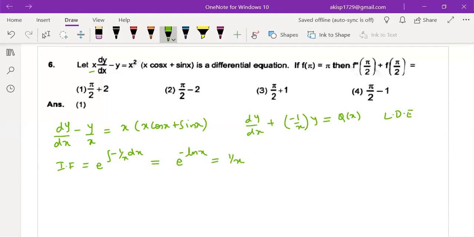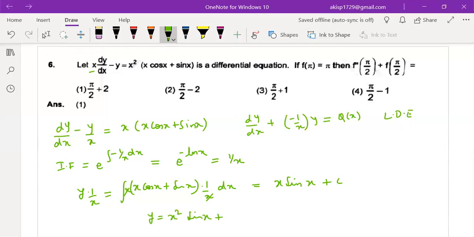So our solution is y into integrating factor is equal to the integral of q(x) into integrating factor. So x into (cos x plus sin x)... Why? Because this x and this integrating factor 1/x cancel off in this dx. But the integral of x cos x plus sin x is nothing but x sin x only, because it's the derivative of x sin x. So this is just x sin x plus the constant. So what we have got is y comes out as x square sin x plus c times x.